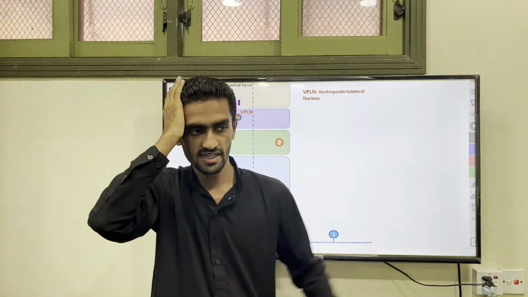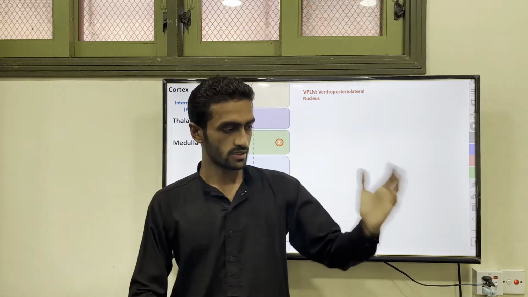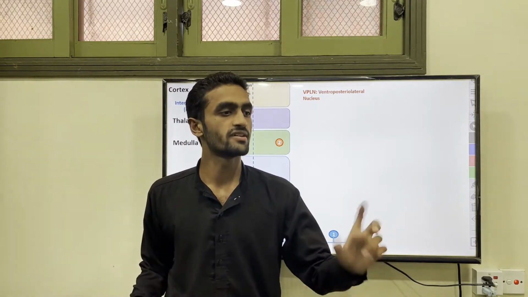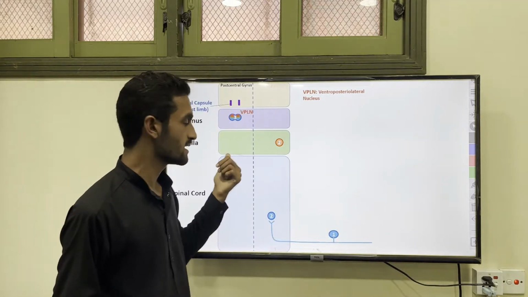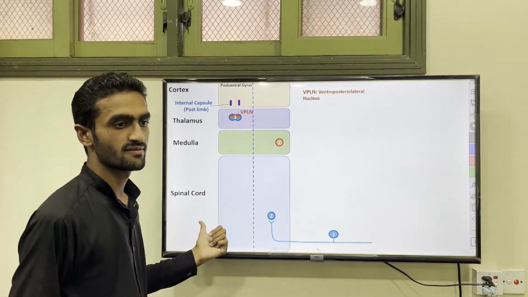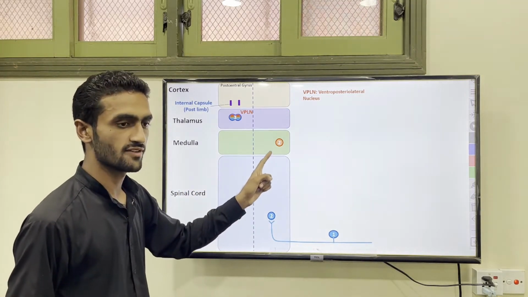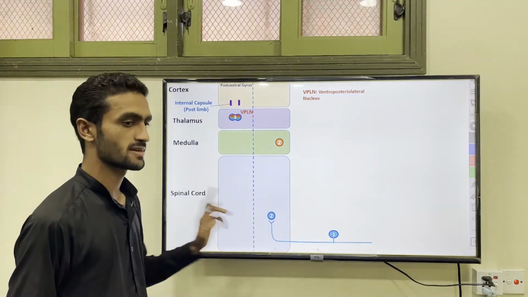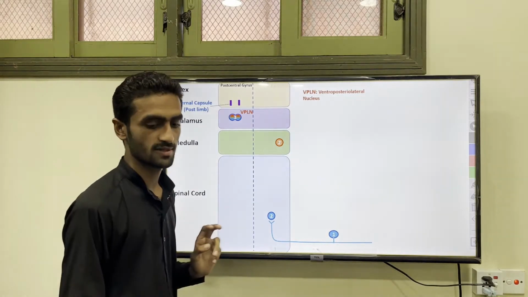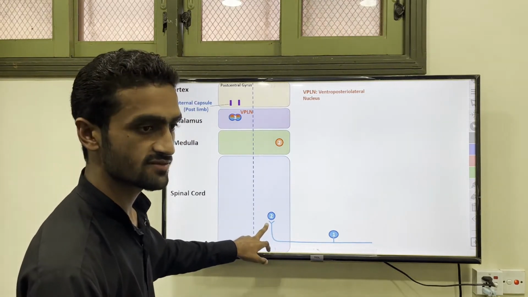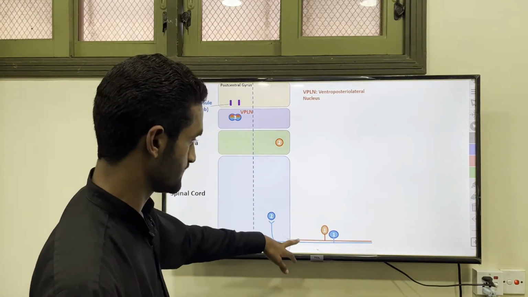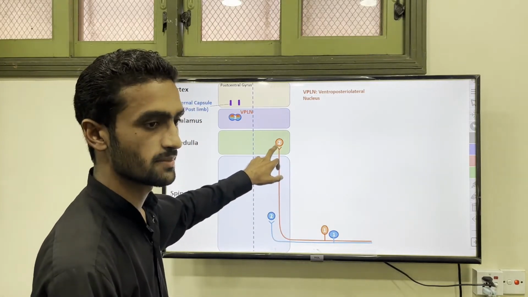The right cortex is concerned with the left, and the left is concerned mainly with the right. So the signals coming from the left side have to cross to the right, so there should be a level where they cross. Either the level will be the medulla, or the spinal cord. Depending upon the nucleus, if it is present in the medulla, the crossing will be at the level of medulla. If it is present in the spinal cord, crossing will be at the level of spinal cord. So let's see. Here this is in the spinal cord, so crossing will be here, and this other one is going to the medulla level.